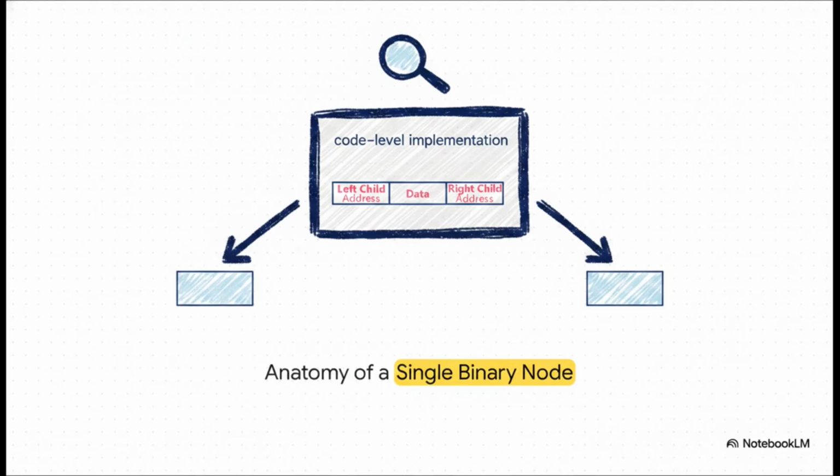At the code level, there really is no magic happening under the hood. A node is just a simple data package, a C++ struct, for example. In the center compartment, you have the actual data being stored. Flanking that data on either side are 2 pointers, one holding the memory address for the left child and the other holding the memory address for the right child.